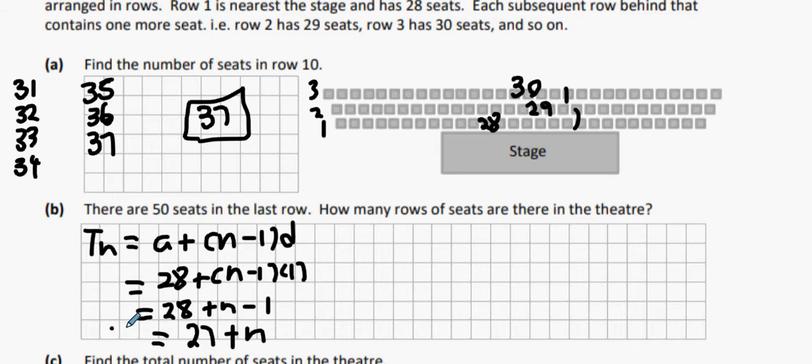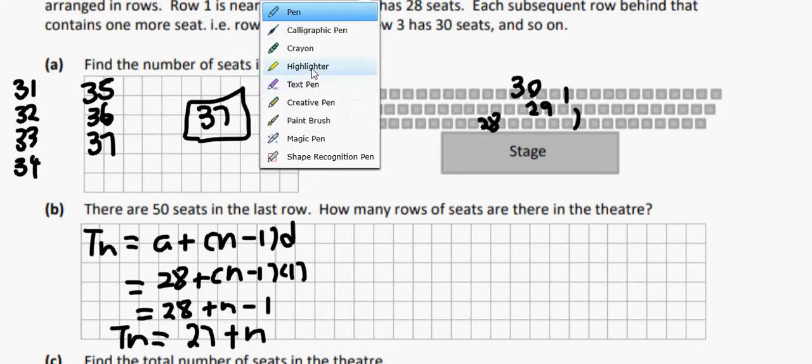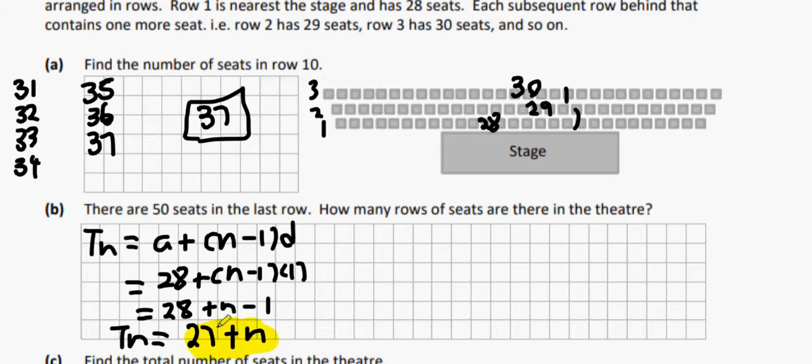And then you're going to get 27 plus n. Now this formula, Tn equals 27 plus n, will tell you any term you're looking for. If we were looking for, let's say, for example, the 10th row, what could I put in here? The 10th row would be T10, and it would be 27 plus 10, which is 37, which is the answer to the first question, correct? My question to you guys is, am I looking for T50 or am I looking for Tn equals 50? Which one is it?